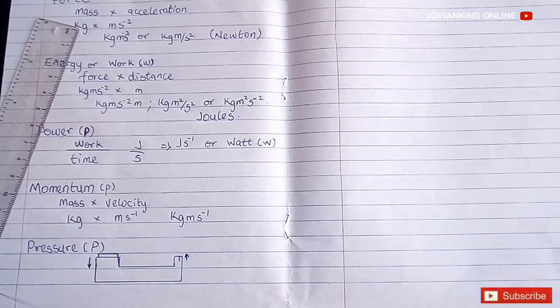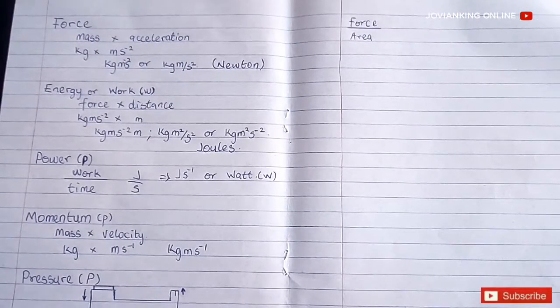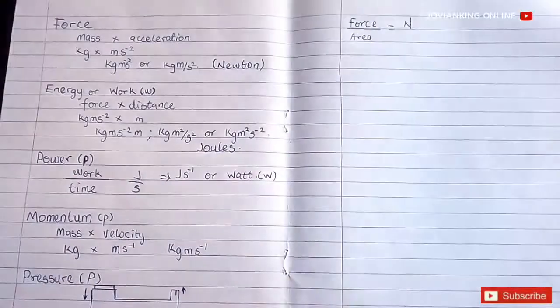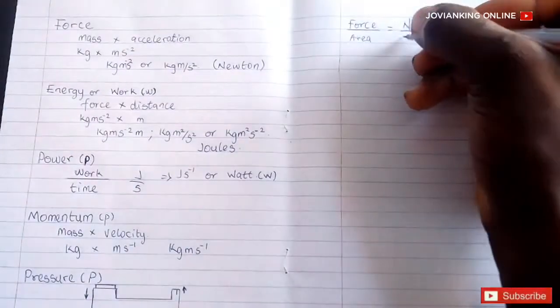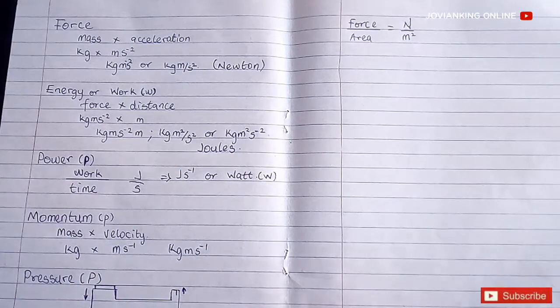So by definition, we say that pressure is the force you apply all over the area. So from here now, for us to find the units, force has its unit as Newton, and area has its unit as meter square. So from here, we have that pressure has a unit of Newton per meter square, or you can use the word Pascal, and Pascal is a unit of pressure.